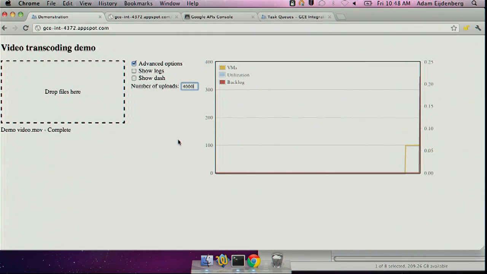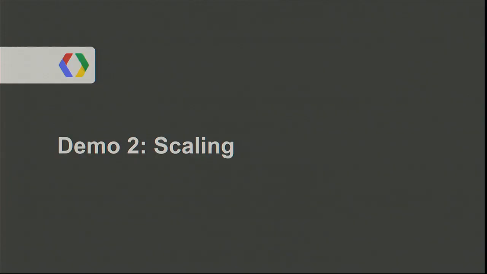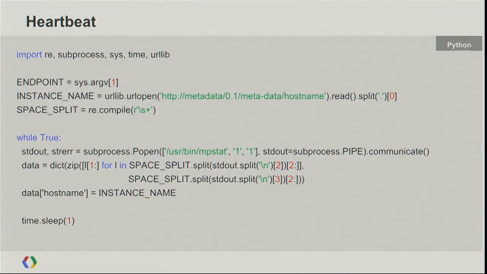I'll talk through a little bit more of the code, and we'll show you how that's coming along. Let me go through a little detail on what's happening on each of those virtual machines to support the scaling. I have a very simple heartbeat script running on each box, simply running mpstat every second for 1 second, and reporting that back to App Engine through a callback to an endpoint that we pass as a parameter when we create the virtual machine. And that's the callback spinning up there.